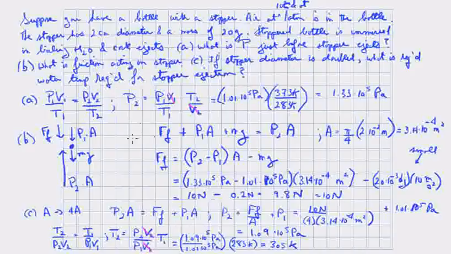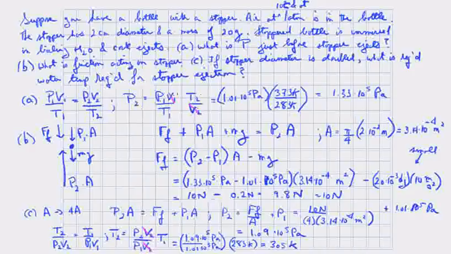Okay, A, first of all, since there is a fixed amount of gas inside the bottle, the ideal gas law tells us that the ratio of PV divided by T is going to be the same. P1V1 over T1 equals P2V2 over T2. Solving for P2, P2 is equal to P1V1 divided by T1 times T2 over V2.